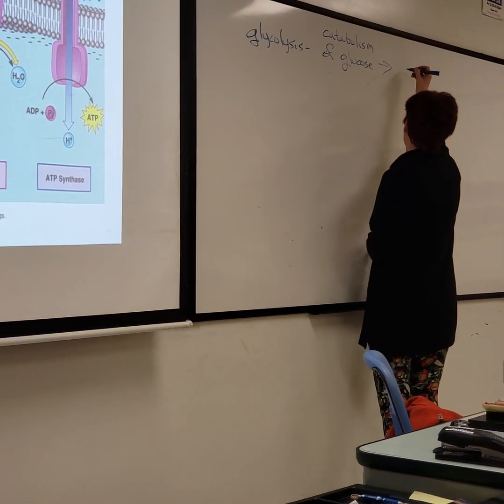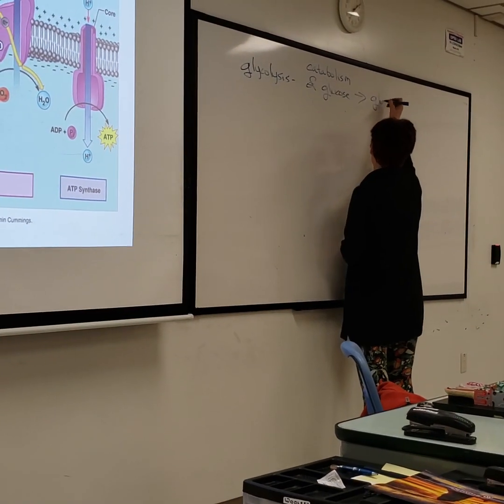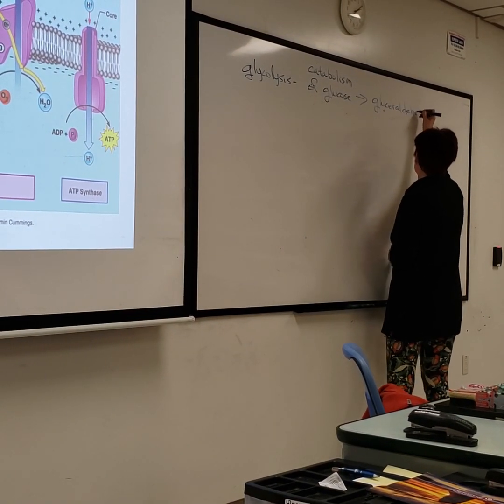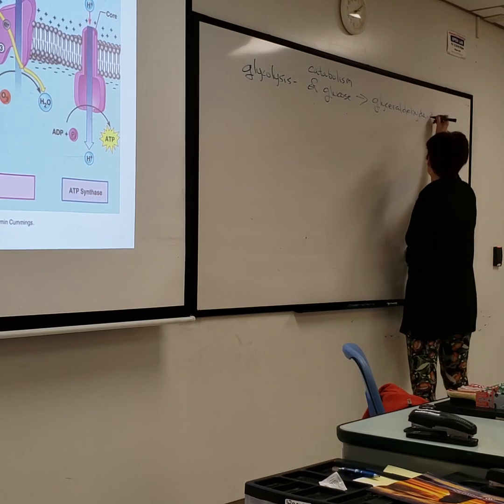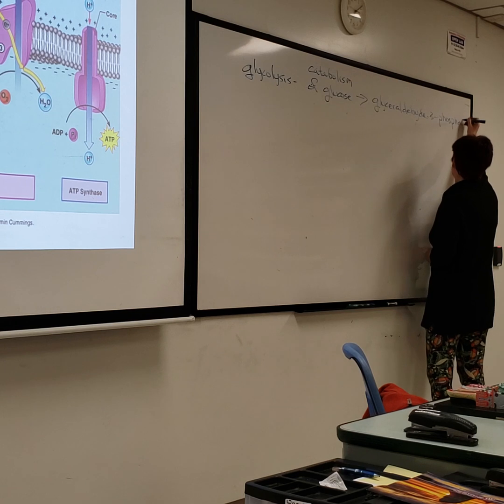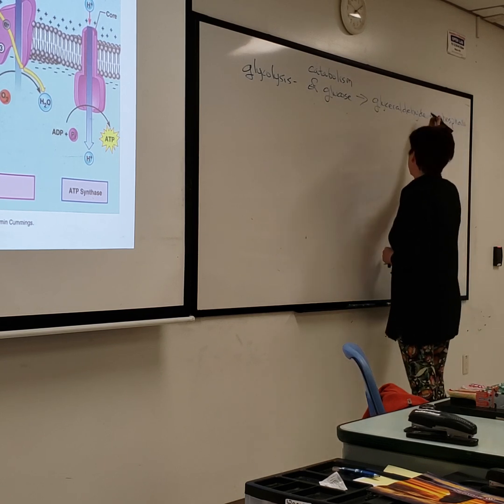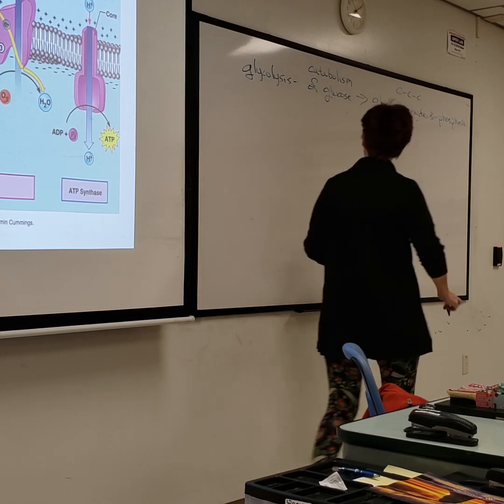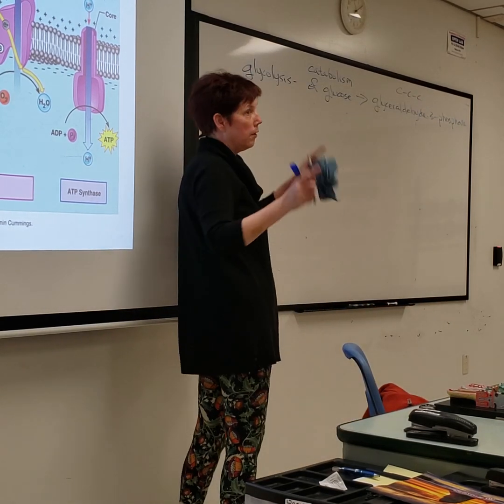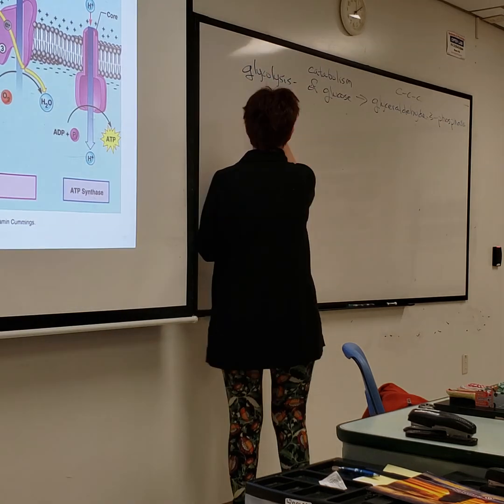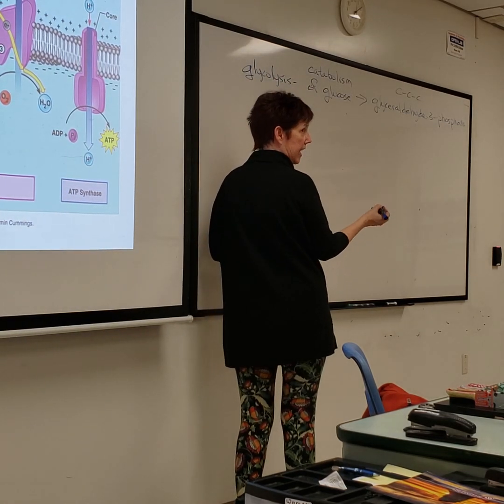to form pyruvate. This is the end product of glycolysis before we go into our citric acid cycle. This is our 3-carbon molecule, okay? If we don't use glucose for this process, and we use amino acids or we use fatty acids.